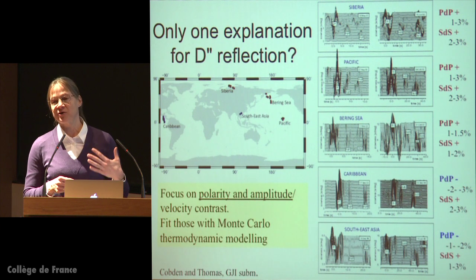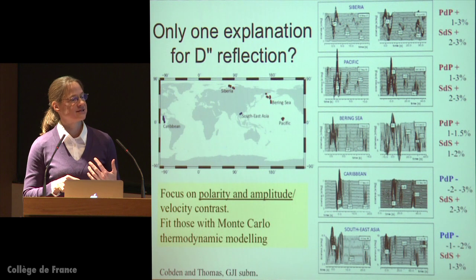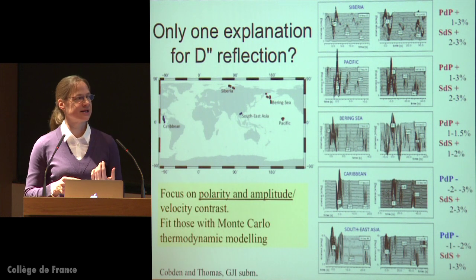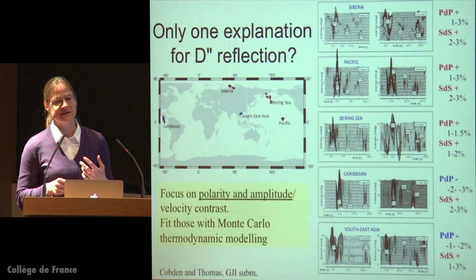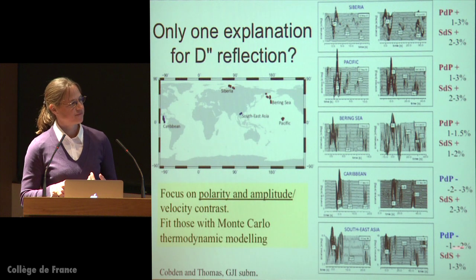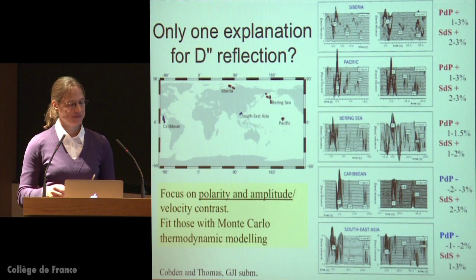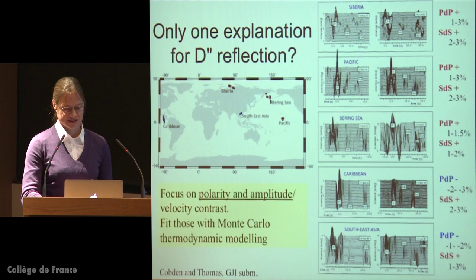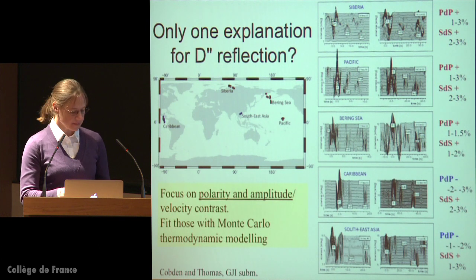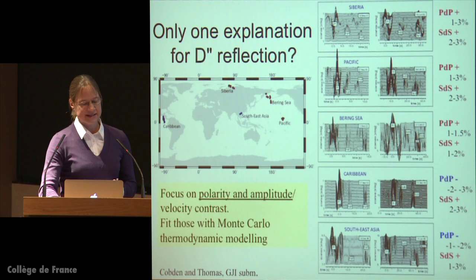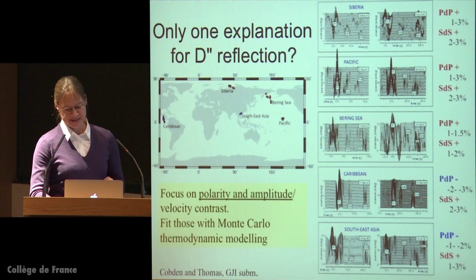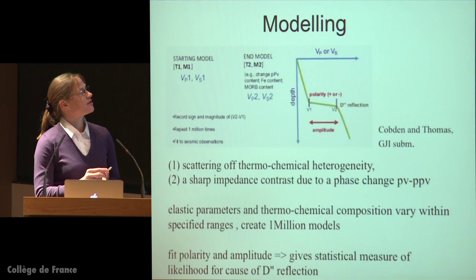And we modeled all these different cases. Admittedly, it's 1D modeling, but we have some idea about the velocity contrast. And then in Southeast Asia, again, we have a negative PDP velocity contrast and a positive SDS velocity contrast. And then we're using these results and trying to model those.